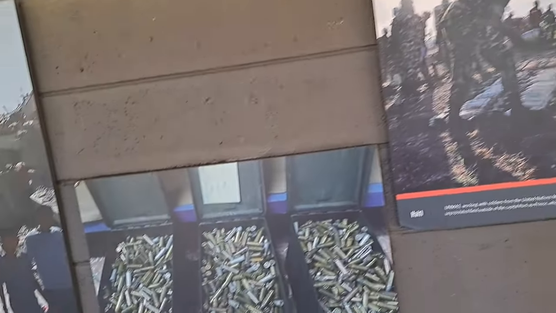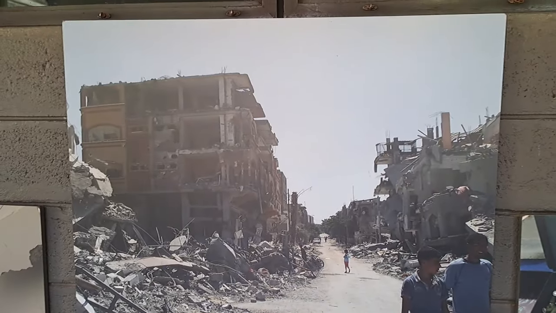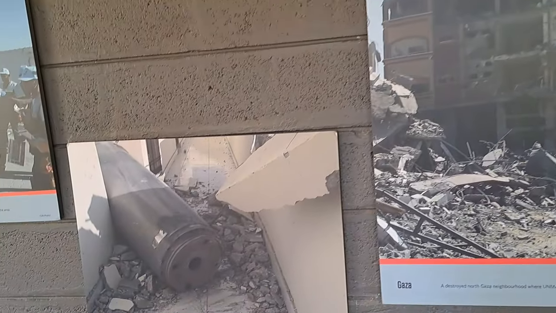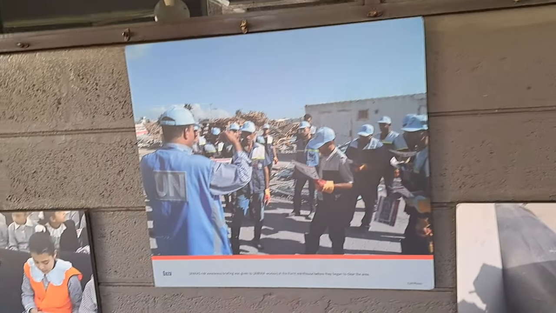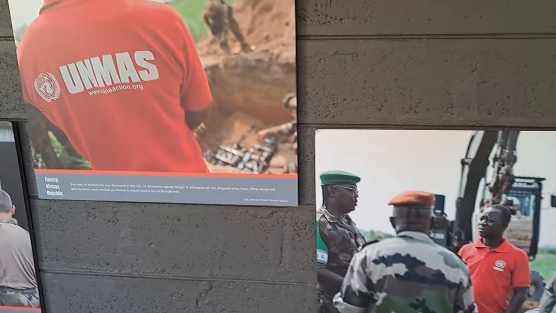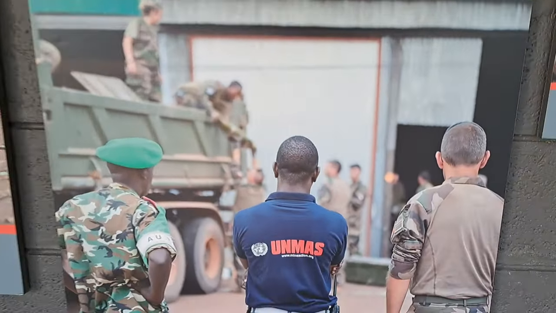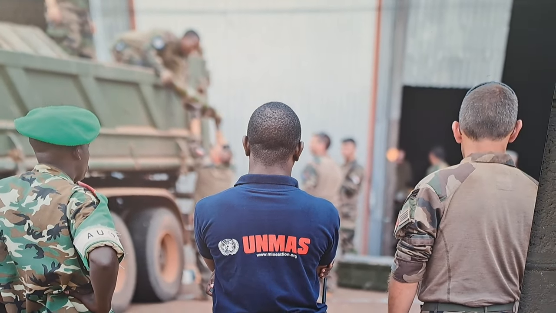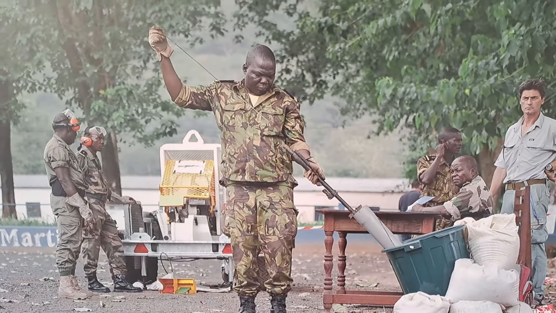As you listen to me, you can look at the pictures of bullets, destroyed buildings, and bombed areas. Now this is like a bomb. People trying to help. It also deals with removing landmines in places that were previously used as war zones. So this UNMAS body specifically does that, so that the landmines cannot cause death and damage. The photos you've seen are from the mines photo exhibition.